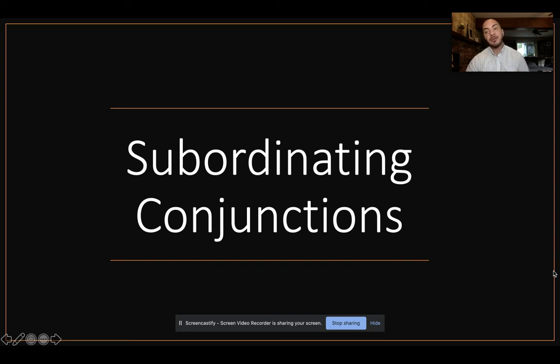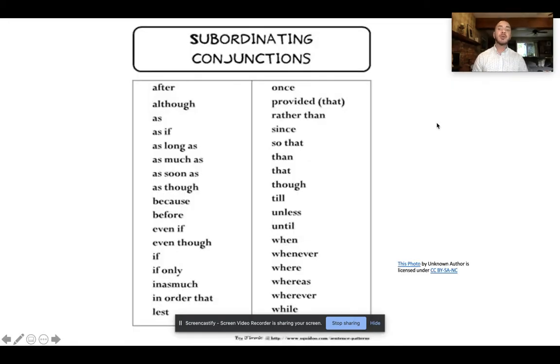The next kind of conjunction we're going to talk about is a subordinating conjunction. And unlike coordinating conjunctions, which can do many things, join two words, join two phrases, or join two independent clauses, subordinating conjunctions can only do one thing. We use them to write what's called complex sentences. And so let's start with just an example of what are some subordinating conjunctions.